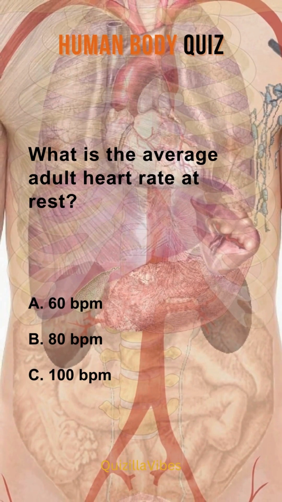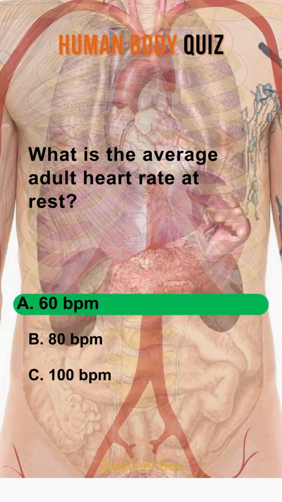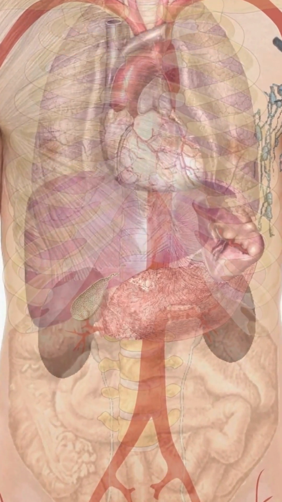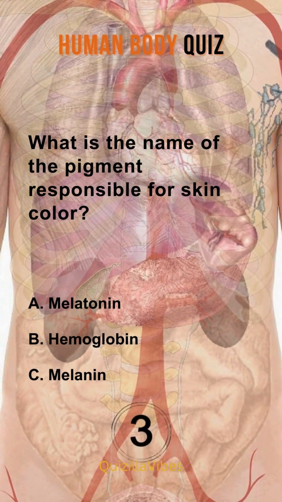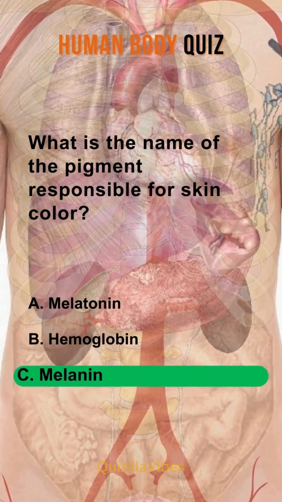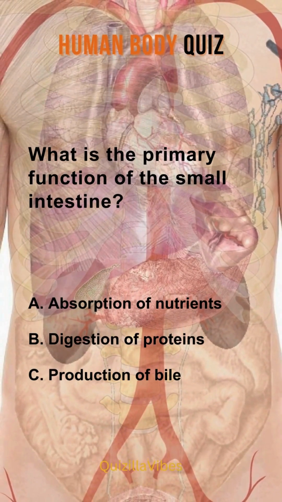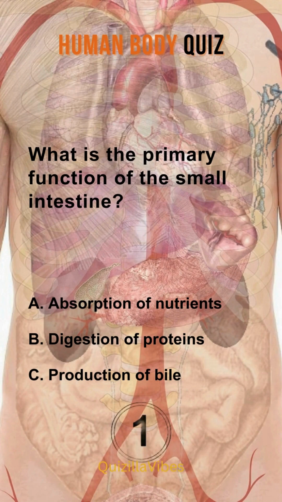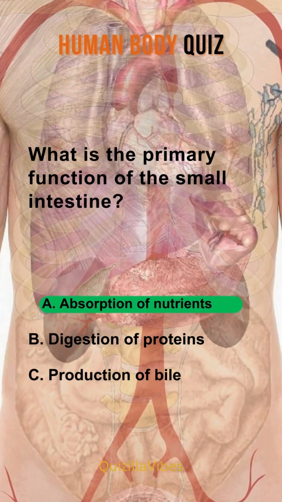What is the average adult heart rate at rest? 60 bpm. What is the name of the pigment responsible for skin color? Melanin. What is the primary function of the small intestine? Absorption of nutrients.